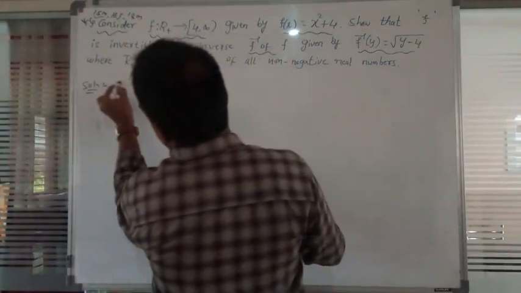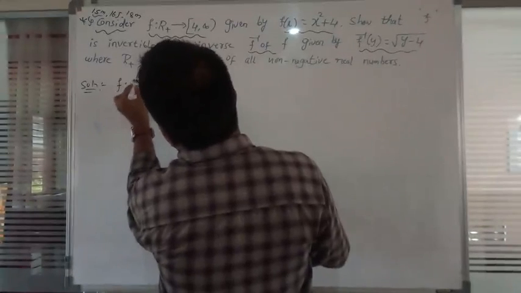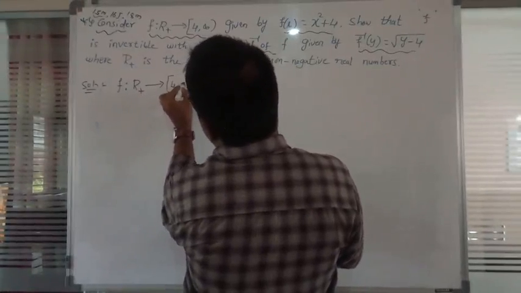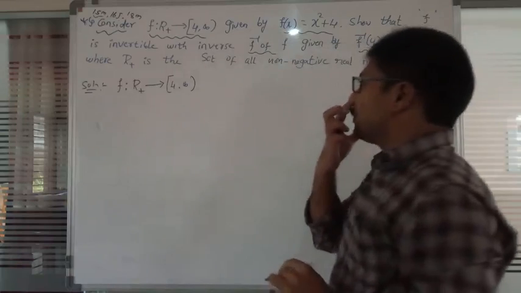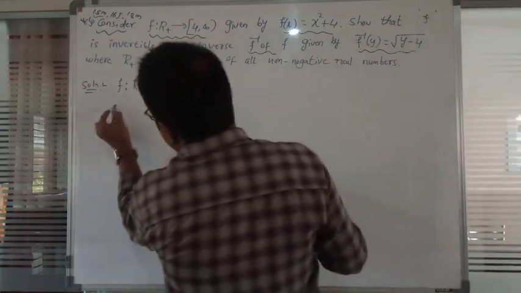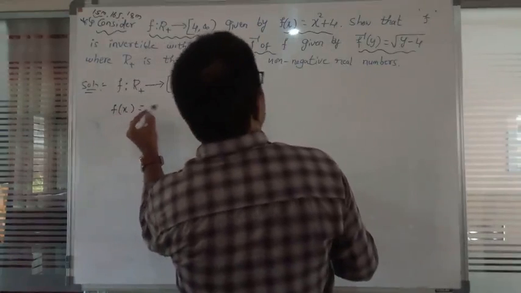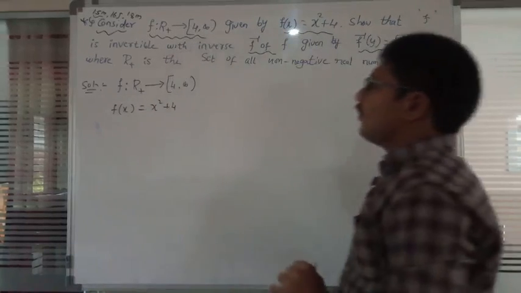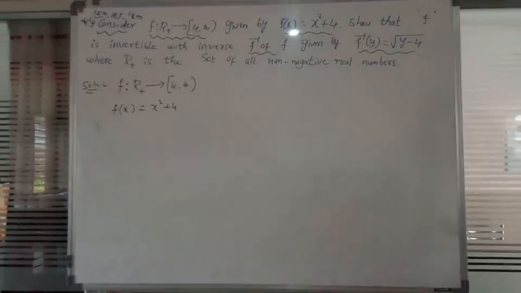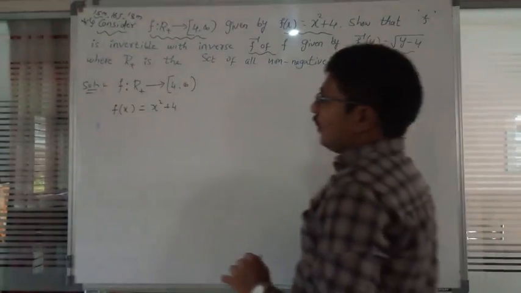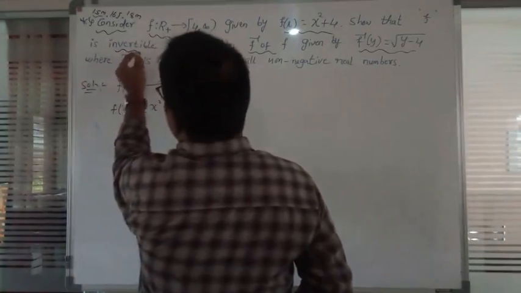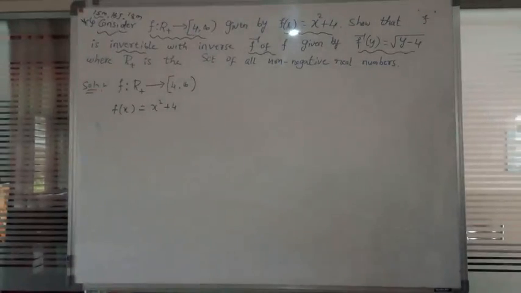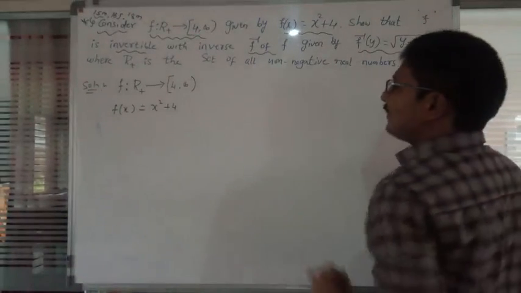What is the given function? Once again we should write f from R plus to 4 to infinity. And what is the function? Once again, f of x is equal to x square plus 4. Now, if you are showing this is invertible, you must satisfy 1-1 and onto. Afterwards it satisfies the f inverse.